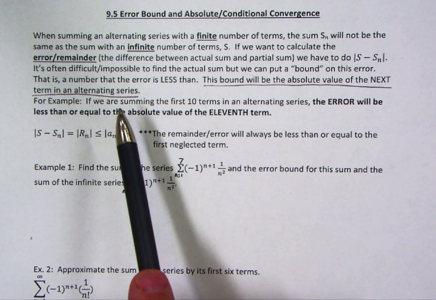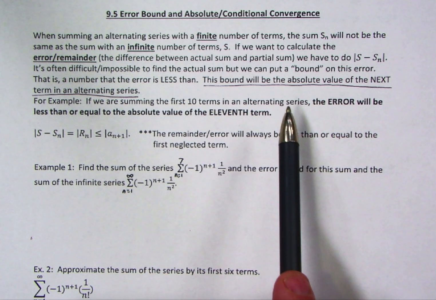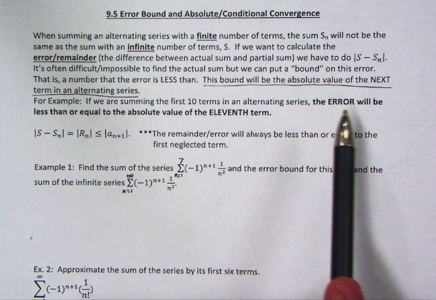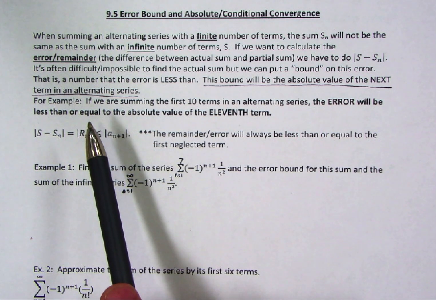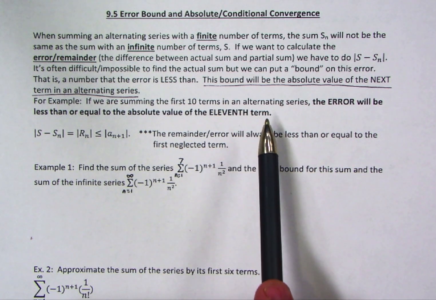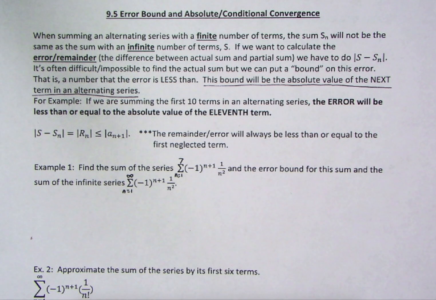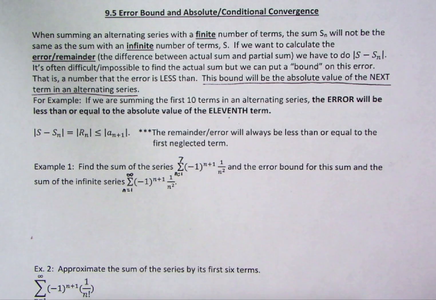For example, if we add up the first 10 terms in an alternating series, the error will be less than or equal to the absolute value of the 11th term. Essentially, whatever the next term is, that's how far off your value could possibly be from the actual value. That's the most that your answer could be off from the actual value, whatever that next term is.